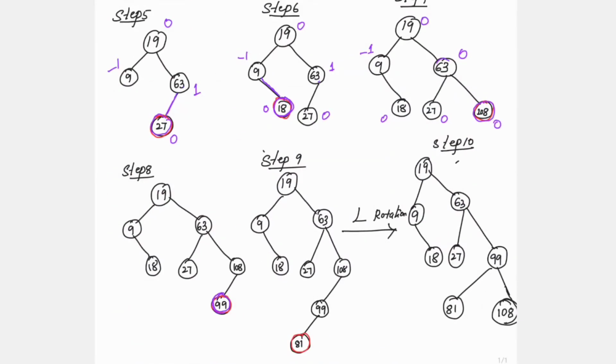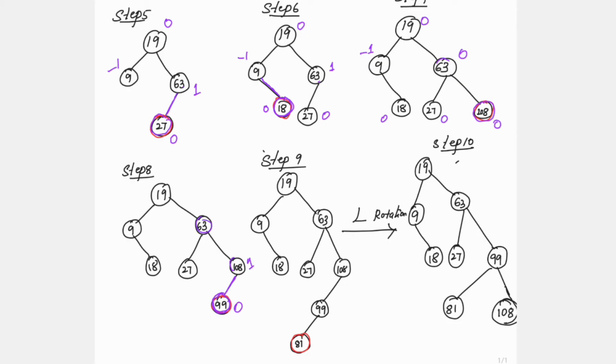99 will get inserted at this place. Always remember, you are adding the nodes to the leaf level only. Check whether the tree is balanced. Balance factor is 0 here. For 108, this is 1, 1 minus 0, 1.